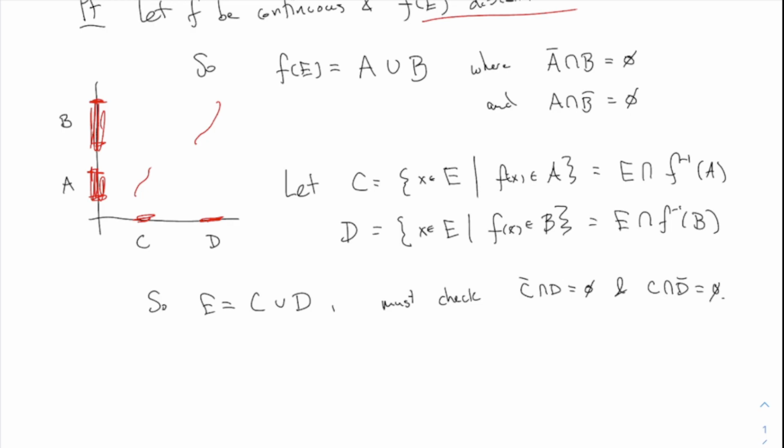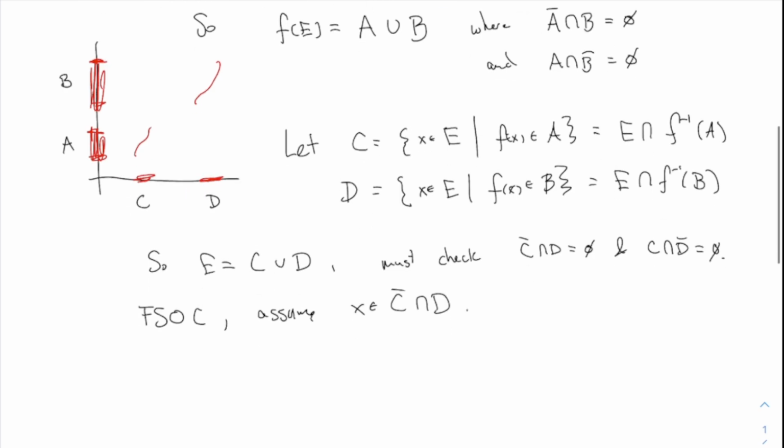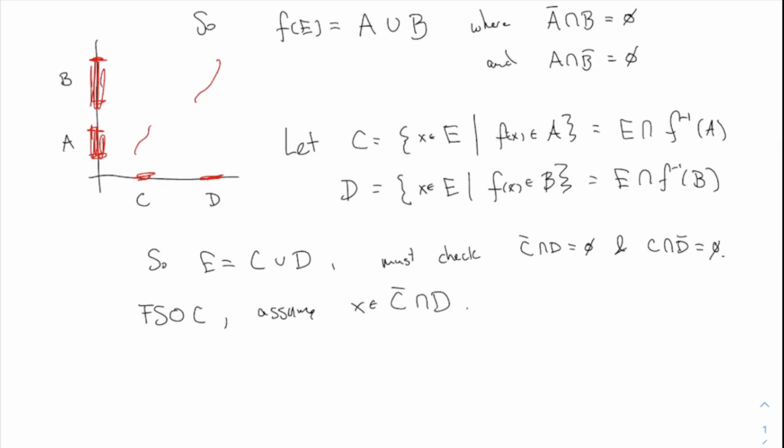And I think this is easiest to do with a little contradiction. So let's assume, and we have to prove both of these, but they really go the same. Let's just assume that this first is not true. So for the sake of a contradiction, I'm going to assume that X is in C bar intersect D, all right? And hope somehow I want to get a contradiction from this.